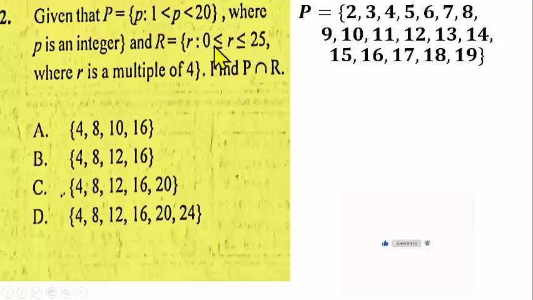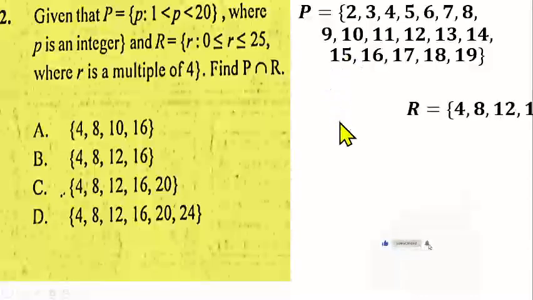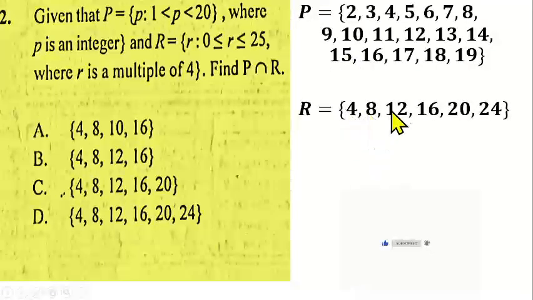But we are not to list all the elements from 0 to 25. We are told that those elements are multiples of 4. So you are looking for the multiples of 4 from 0 to 25. That should give us 4, 8, 12, 16, 20, and 24. These are the multiples of 4 from 0 to 25.